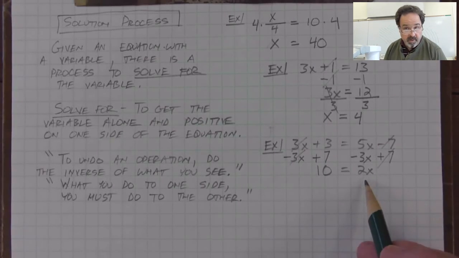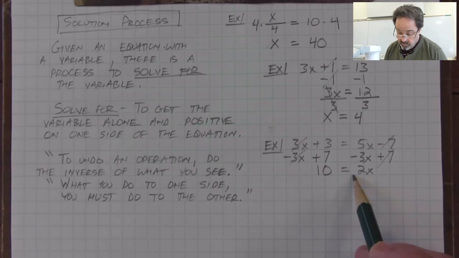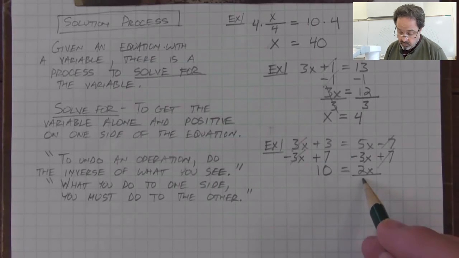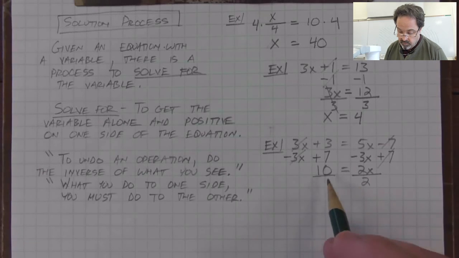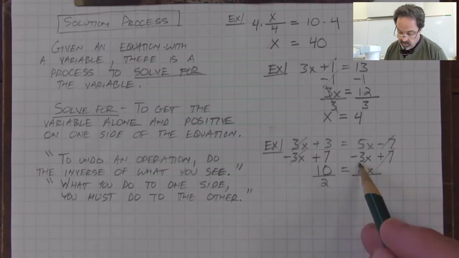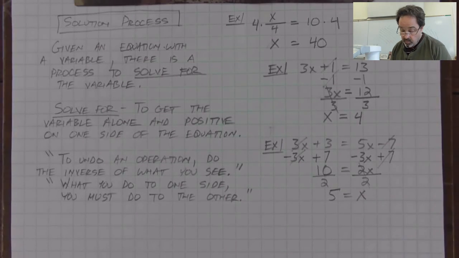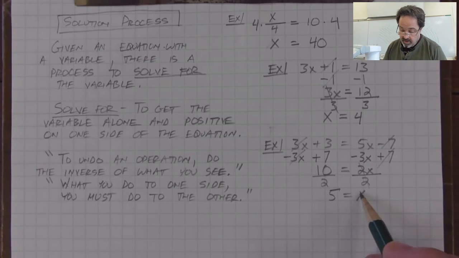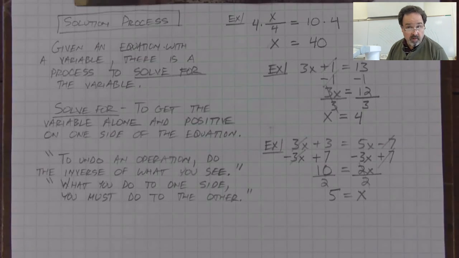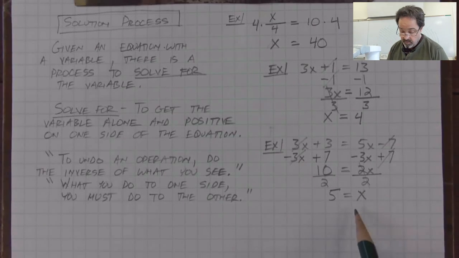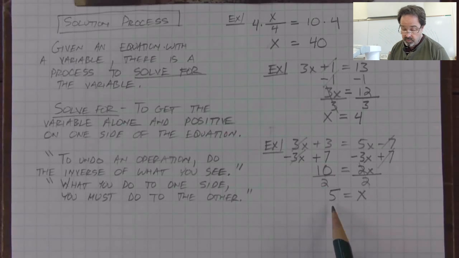I haven't got x by itself yet, but if I undo multiplication by 2 with division by 2 and do that to both sides, these will cancel out, leaving x. 10 divided by 2 is 5. Notice that in this example, x ended up being on the right side, but it's alone and positive, and it's equal to the solution 5.